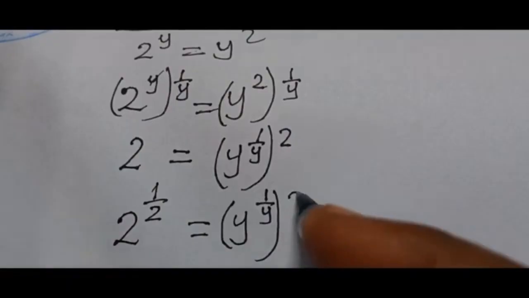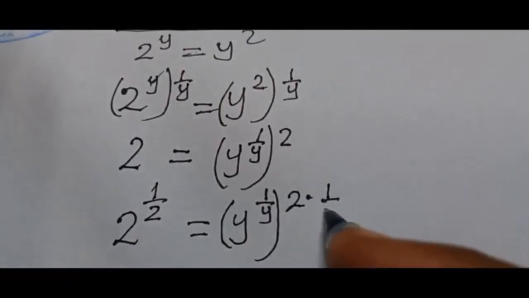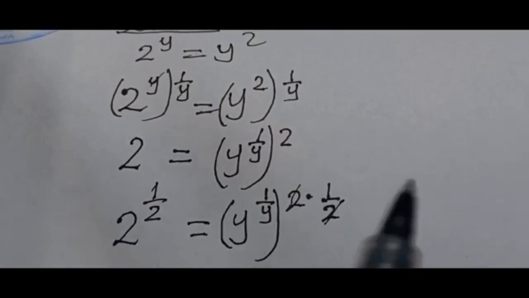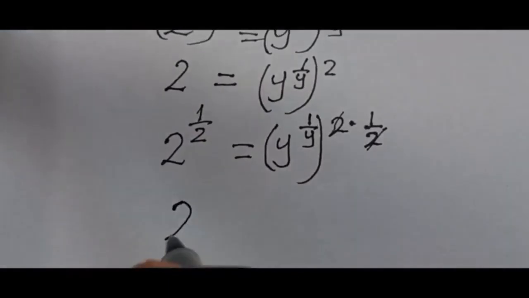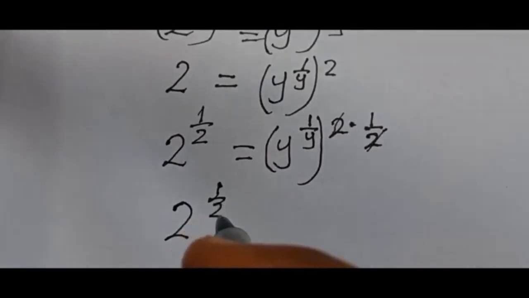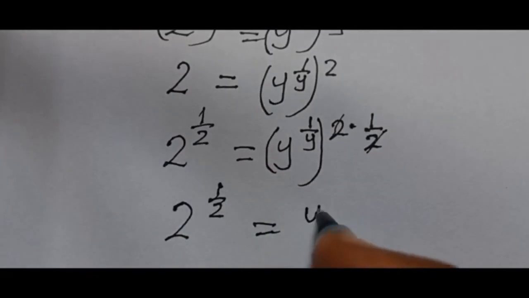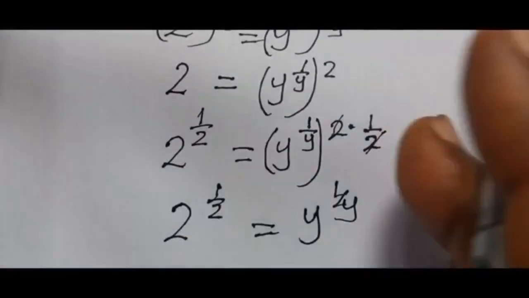We have 2 raised to the inverse of 2, which is 1 over 2. This 2 cancels this, so we remain with 2 raised to 1 over 2 equals y raised to 1 over y.